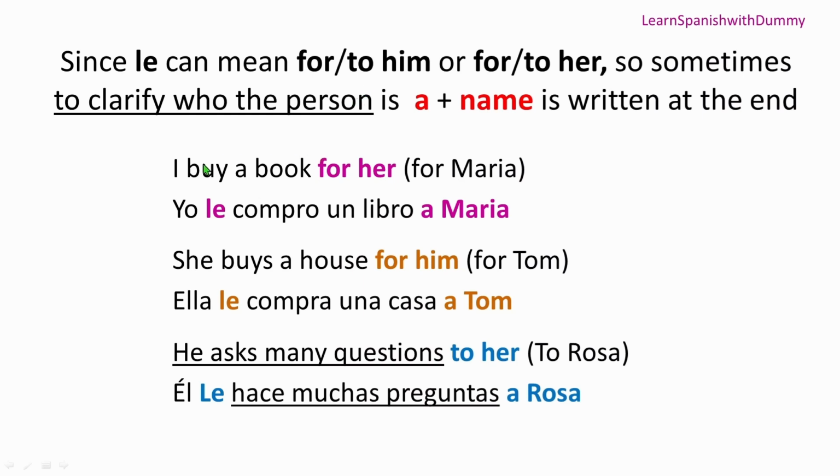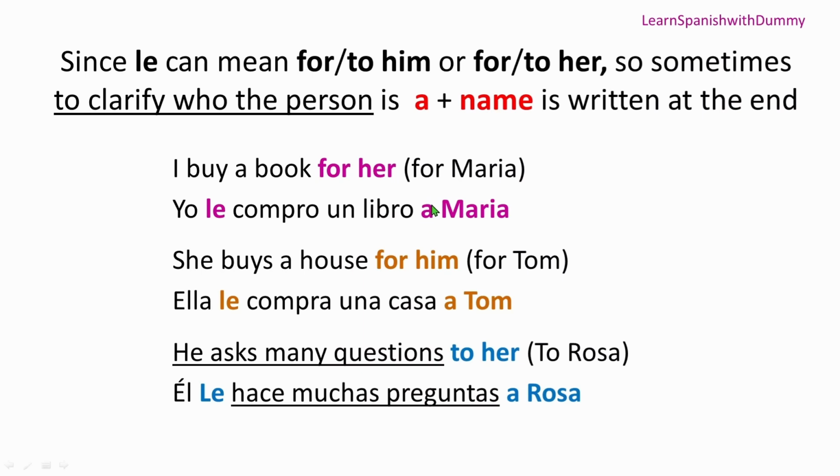Like when you say "I buy a book for her," then you just say "yo le compro un libro." Yo le is "for her," compro is "buy," un libro is "book," right? "Yo le compro un libro." This much means "I buy a book for her." But if you want to specify that her is Maria, then what do you do? "Yo le compro un libro," and at the end put "a Maria."